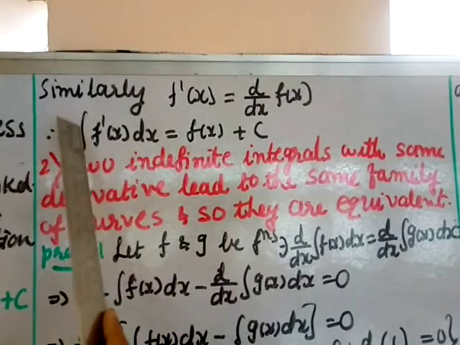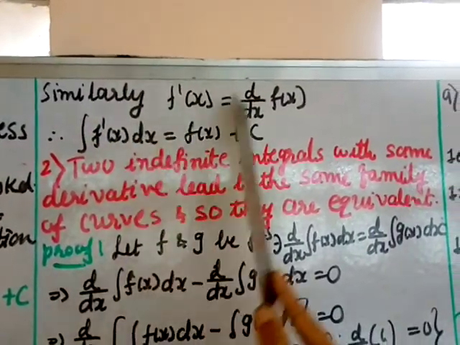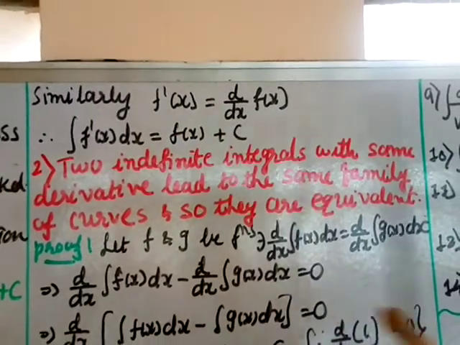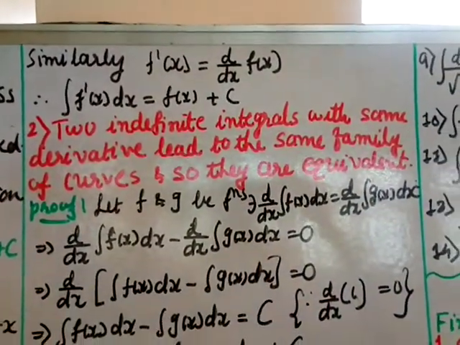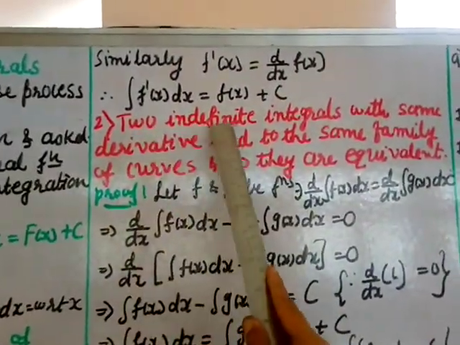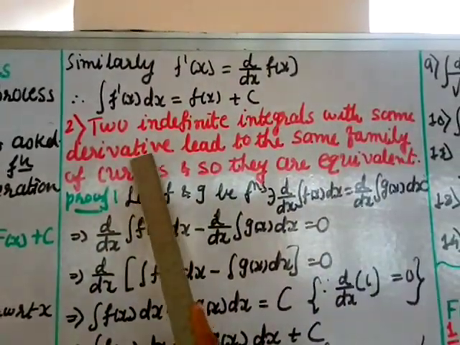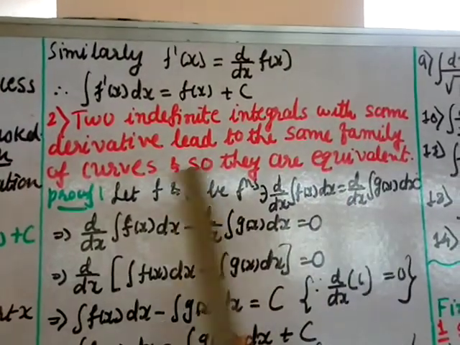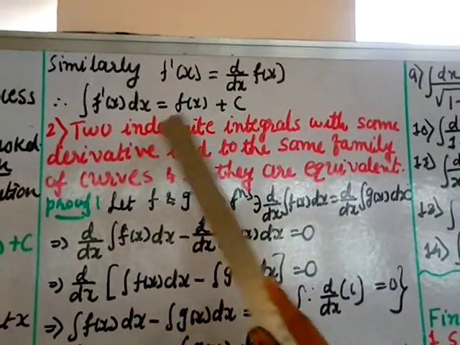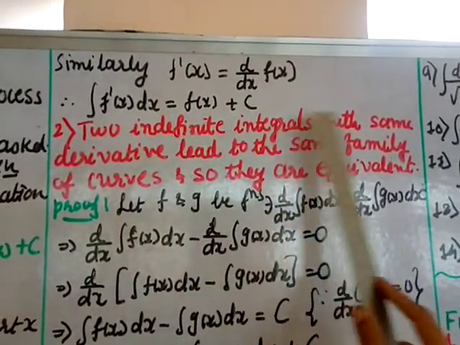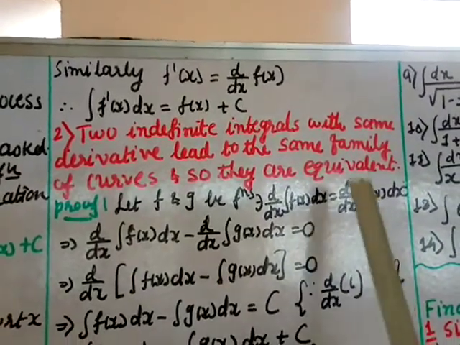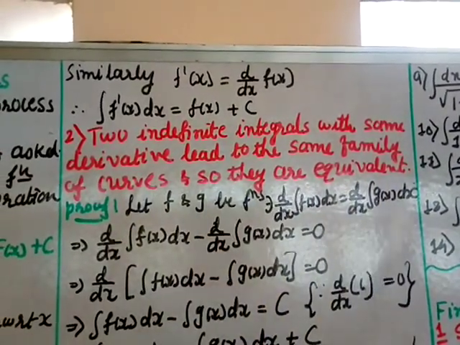Integral f'(x) dx is equal to f(x) + c, because the integral and derivative cancel. So we can say that integration and differentiation are inverse of each other. Property number 2: two indefinite integrals with the same derivative lead to the same family of curves, and so they are equivalent. If two indefinite integrals have the same derivative, then they will be from the same family, so we can call them equivalent.